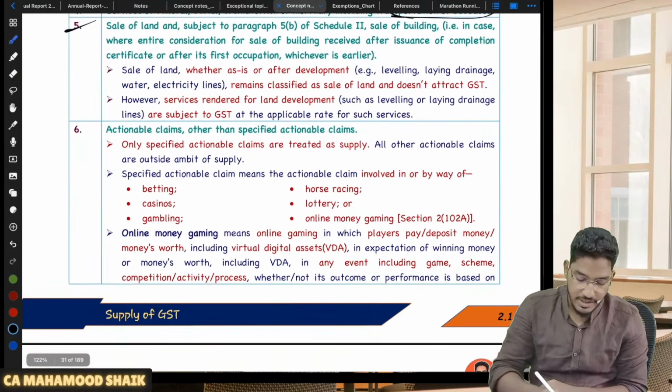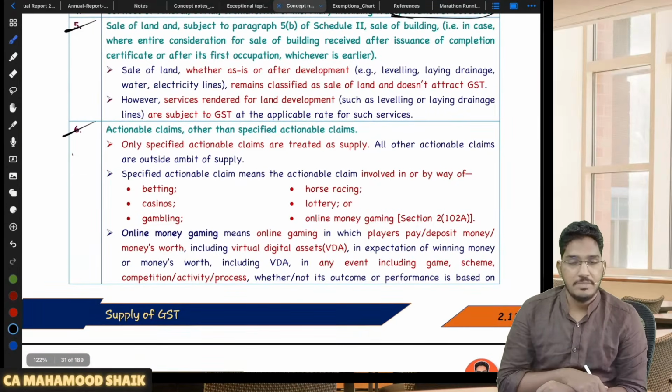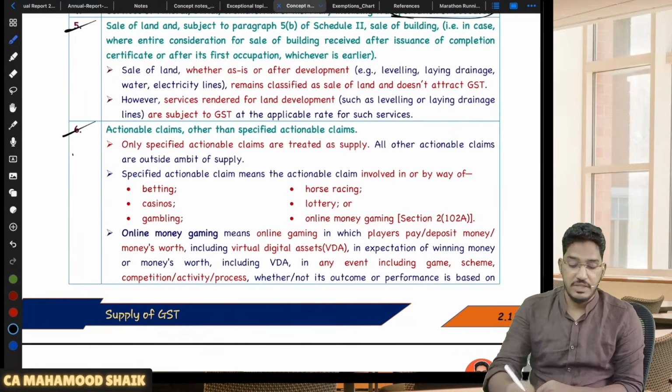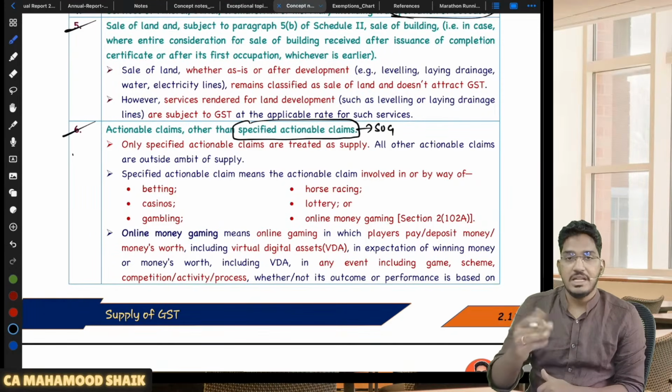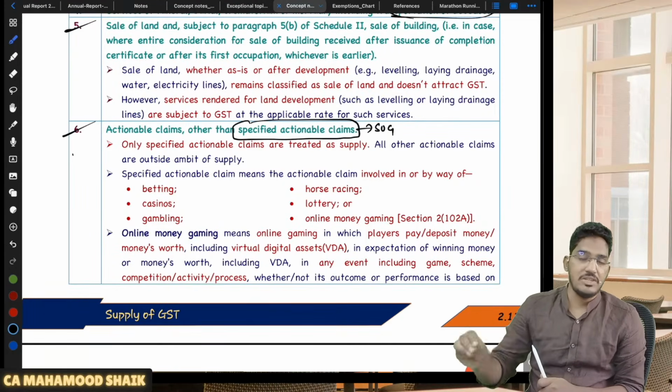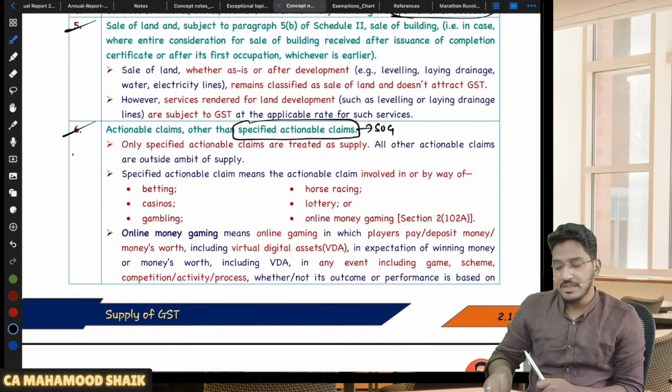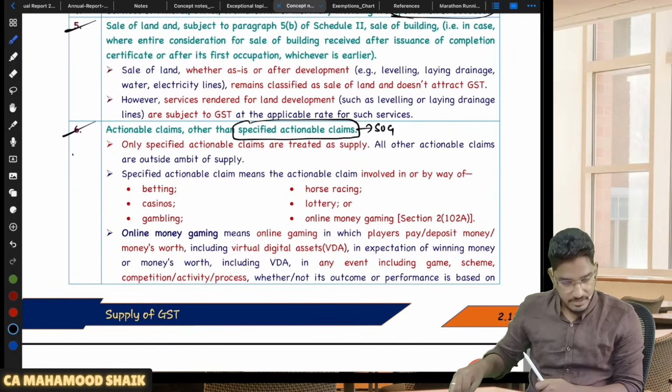Now coming to the next point, actionable claims. Actionable claims are treated as neither supply of goods nor supply of services, except specified actionable claims. That means only specified actionable claims will be treated as supply of goods. Other than specified actionable claims, if any other actionable claims are supplied, it will be considered neither as supply of goods nor as supply of services.